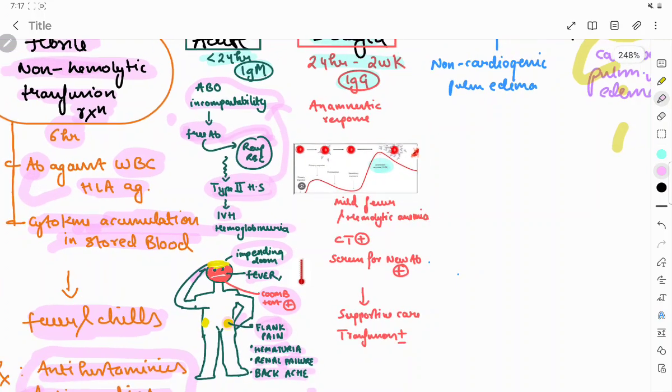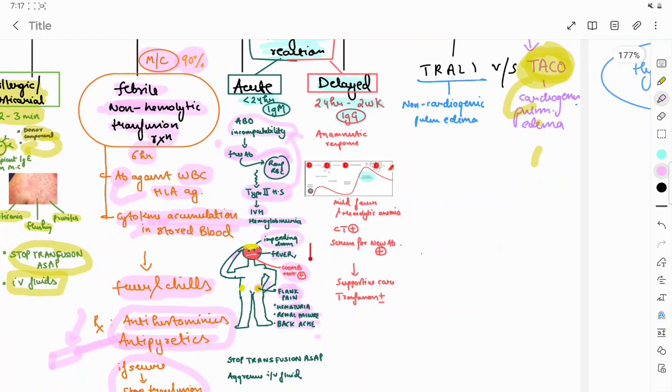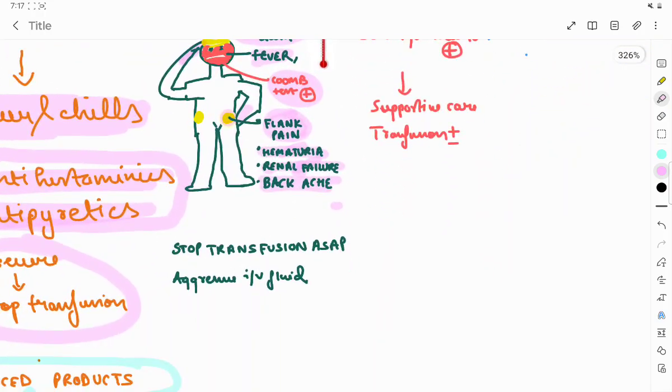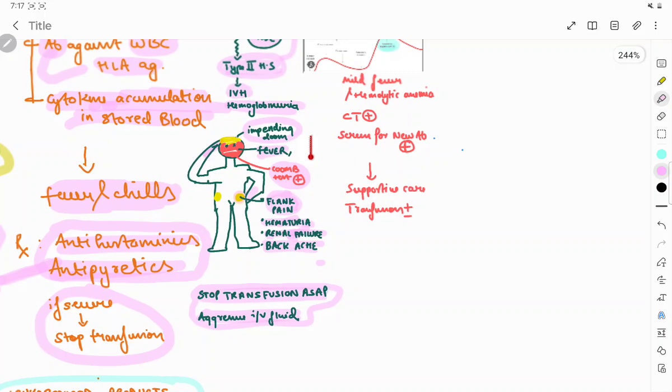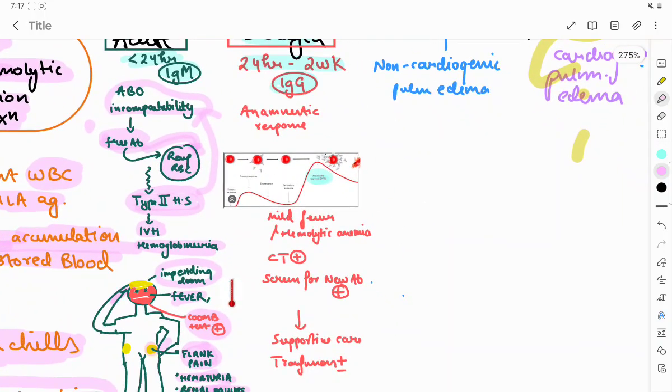Okay, this reaction and understanding of acute type of transfusion reaction is really very important. What we do is that first thing first, we stop the transfusion as soon as possible. Okay, and you have to give an aggressive IV fluid management in a patient with acute hemolytic transfusion reaction.